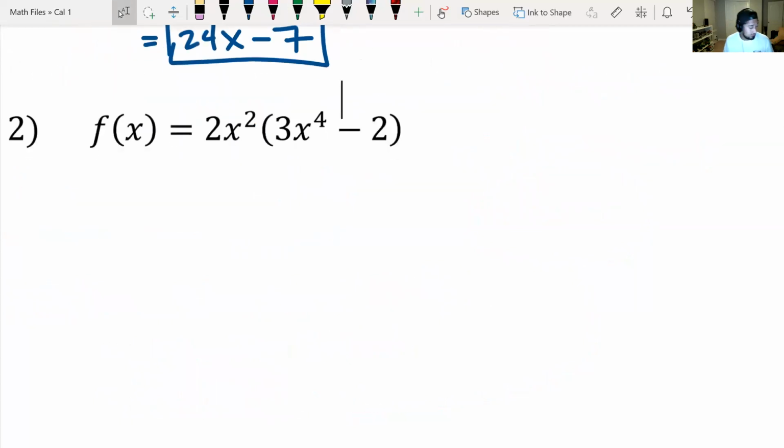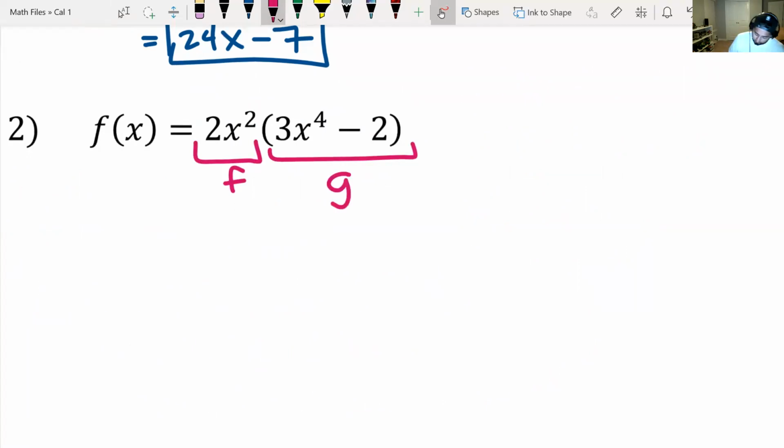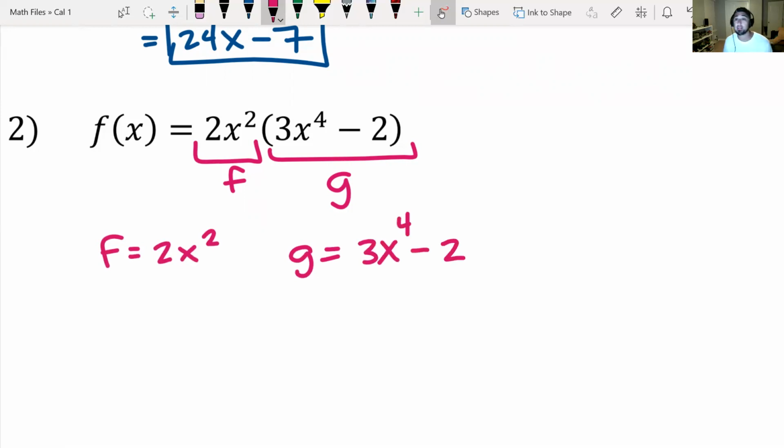Okay, product rule again. All right, label your functions. Here's f. There's g. f is 2x squared. g is 3x to the fourth minus 2. f prime is 4x. g prime is 12x cubed.